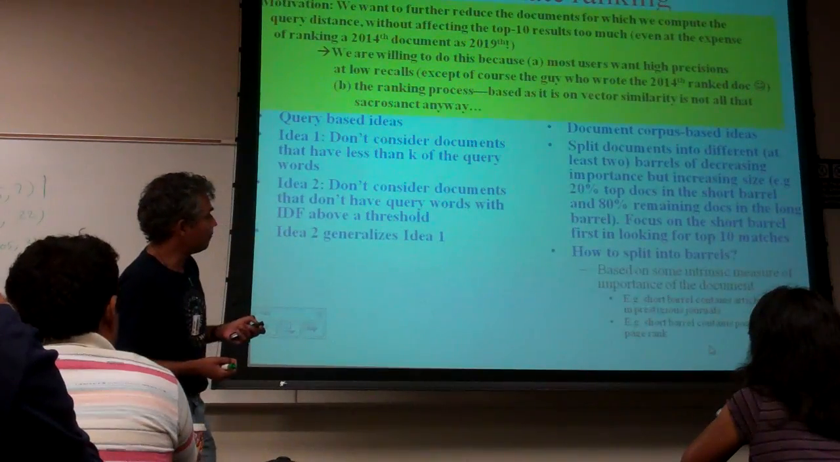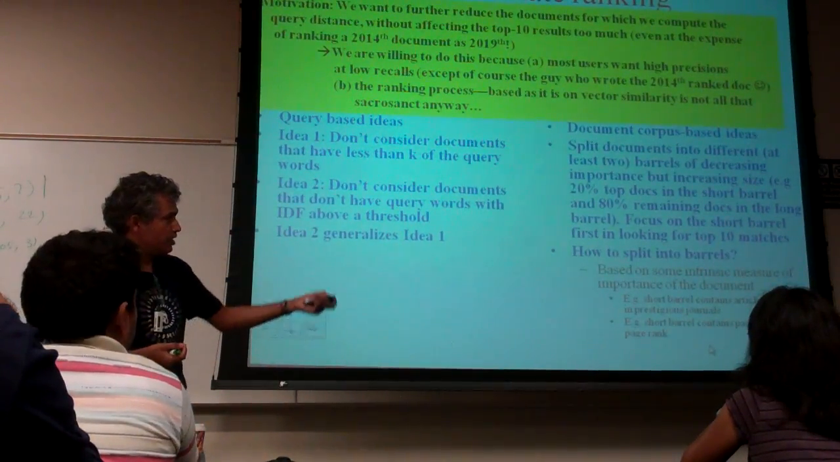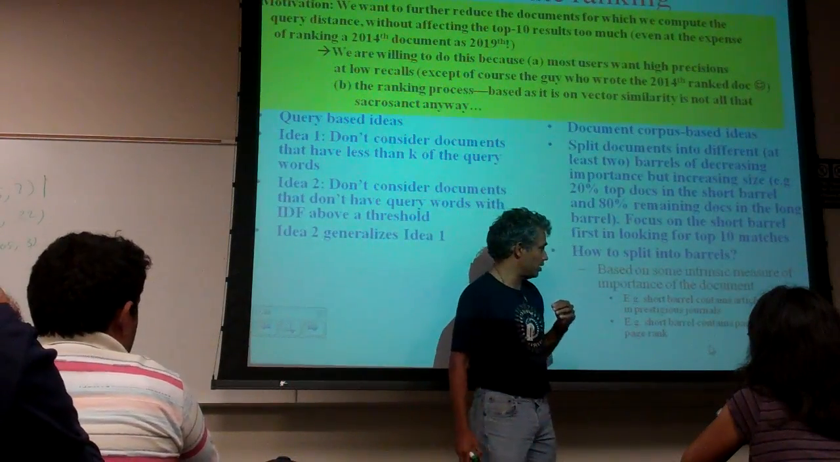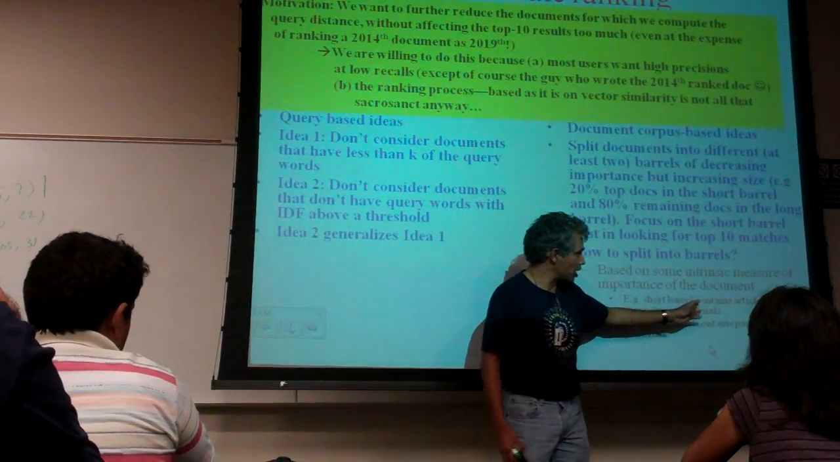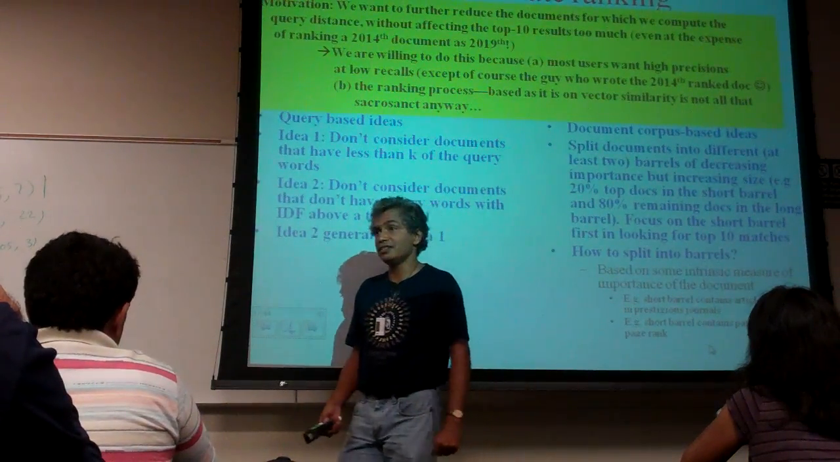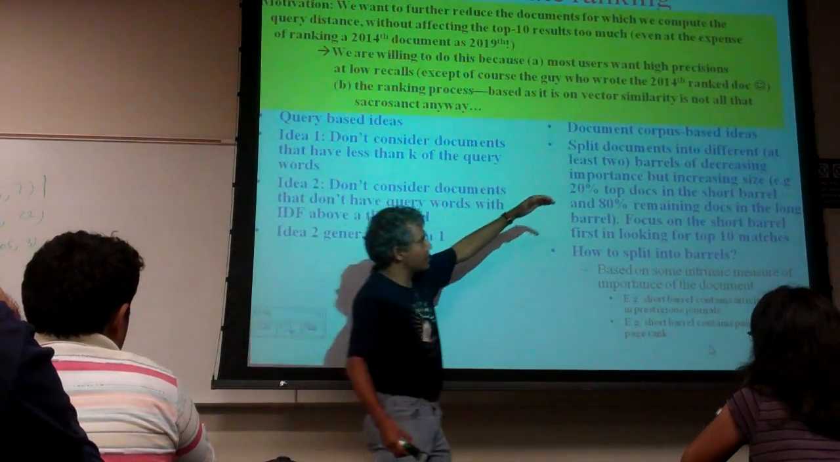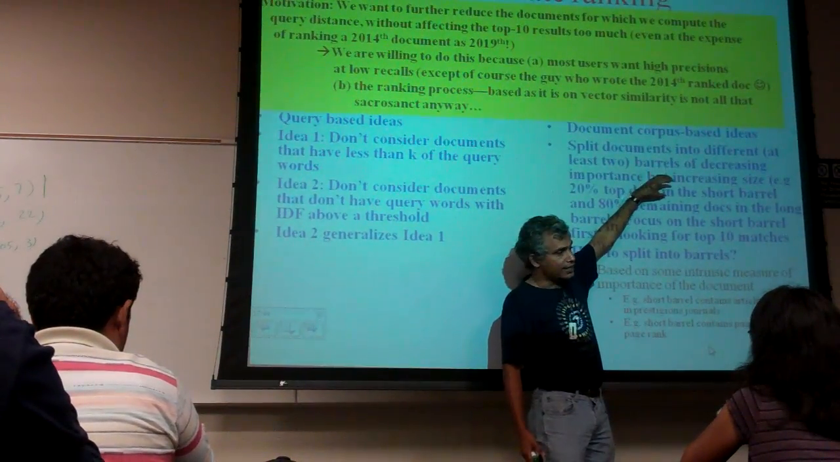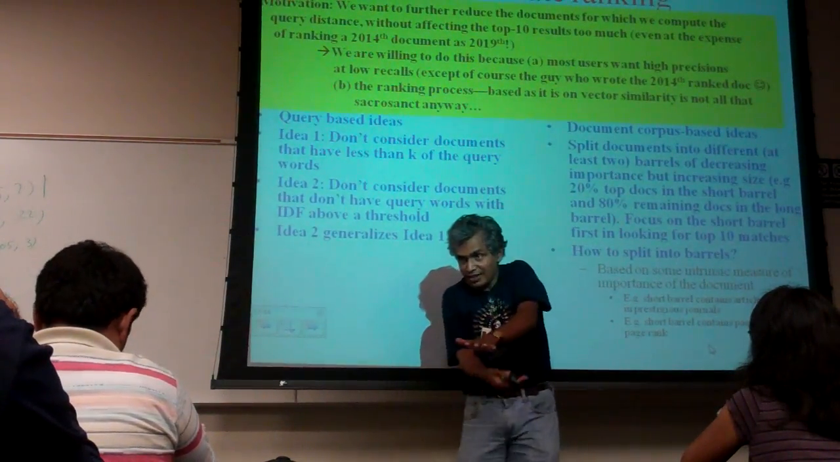Okay? So this is what it's saying, how to split into barrels. You can do it based on an intrinsic measure of the importance of the document. For example, the short barrel contains articles published in prestigious journals. The short barrel is typically the top barrel, and then you put the rest of the junk in the second barrel.